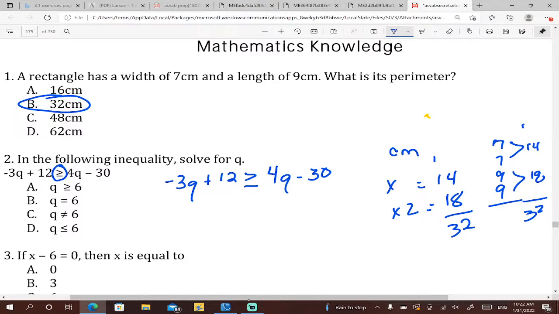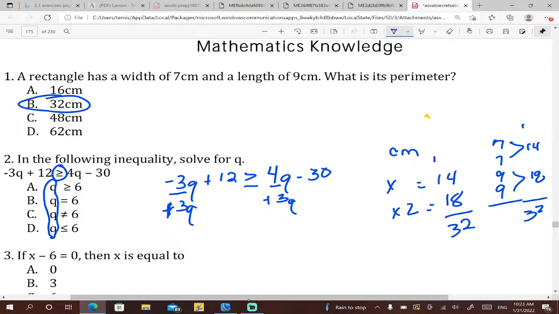So the first thing we're going to do is get all your variable terms on one side and then your constant terms on the other. And the variable terms are the ones that have the letters. And all of these right here are positive. So we want to move the smallest one to where the largest is by doing the opposite of what it is. So we have a -3 here and we have a 4 here. We're going to add the 3 onto both sides in order to move it.